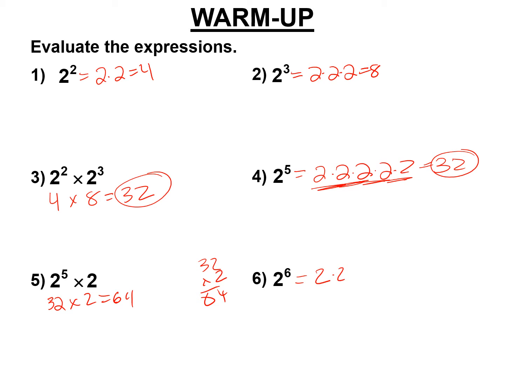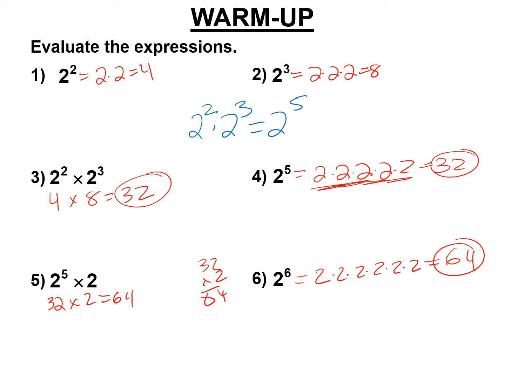Well, it's 2 times 2 times 2 times 2 times 2 times 2. Now we just said it was 32 times another 2. It's also 64. So why is Mr. Ben having me multiply by 2? Well, let's see. 2 squared times 2 cubed had the same answer as 2 to the 5th. That's interesting. 2 to the 5th, that was this right here. They had the same answer, 32.